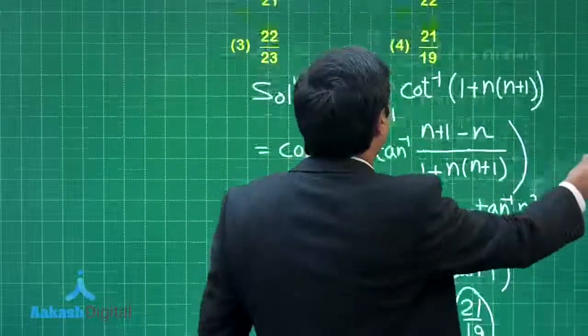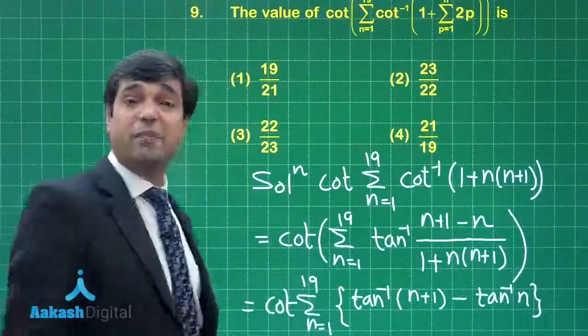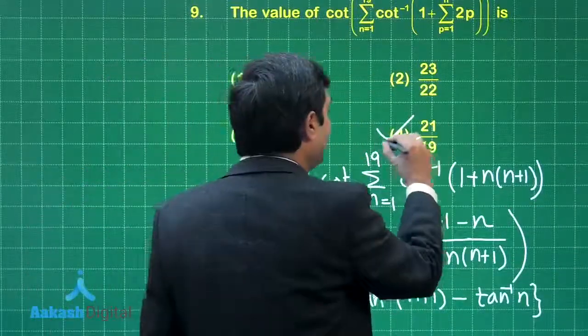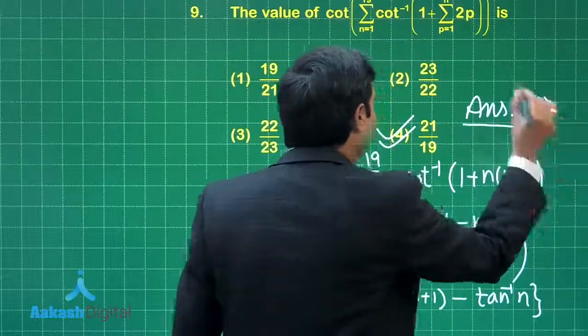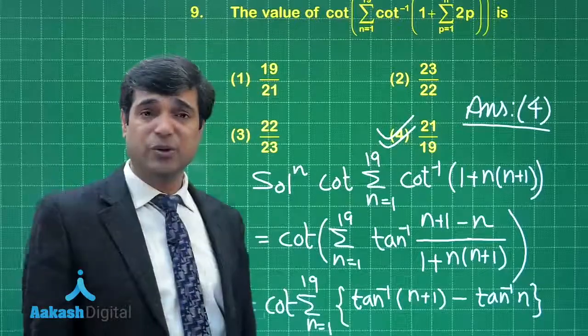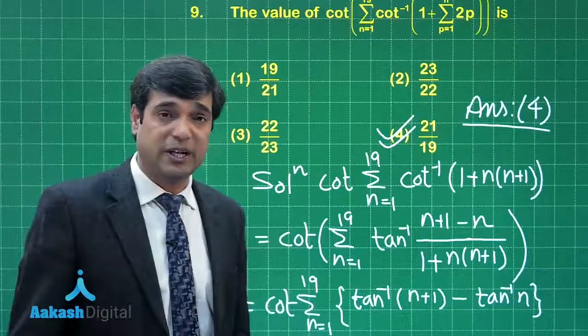So, let us see whether it is available with us. 21 by 19. Yes, it is available as option number 4. So, let us mark and mention as the correct answer. I am sure this question is clear to you. Let us move on to the next one, that is question number 10.